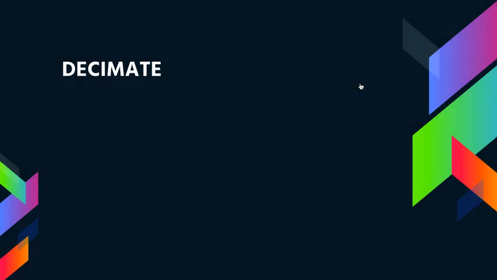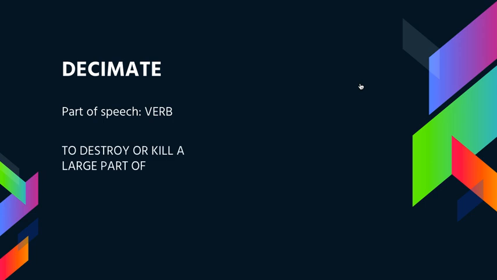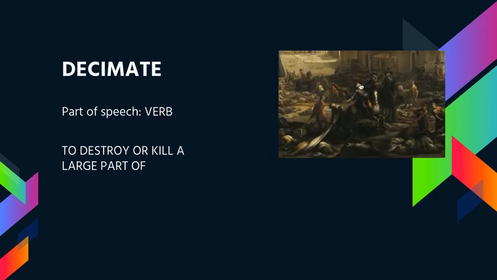Next word is decimate. Part of speech is a verb. Definition: to destroy or kill a large part of. So here's a picture of the plague back in, I believe it was about the 1300s. It wiped out 30 to 50% of the population in Europe. So the plague decimated the population in Europe.